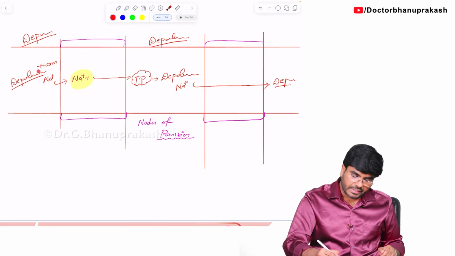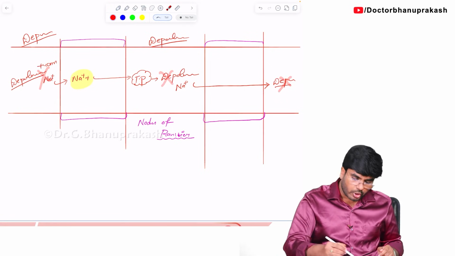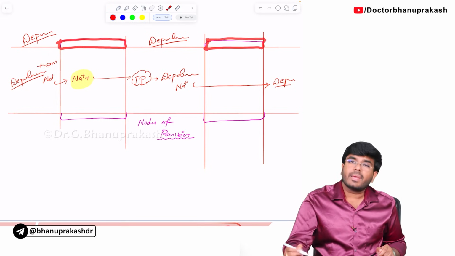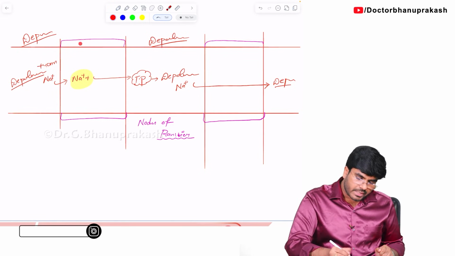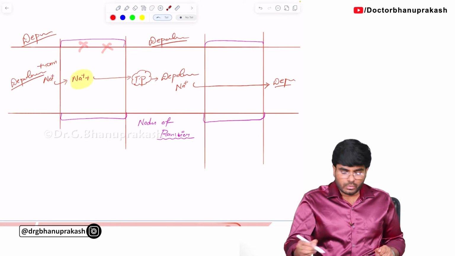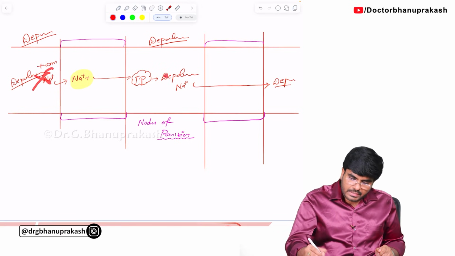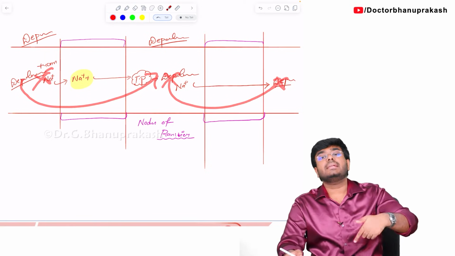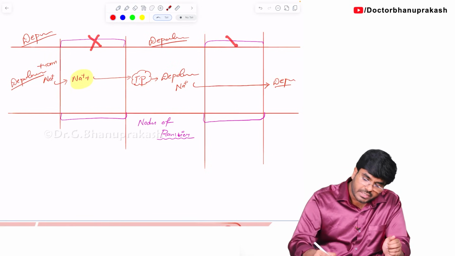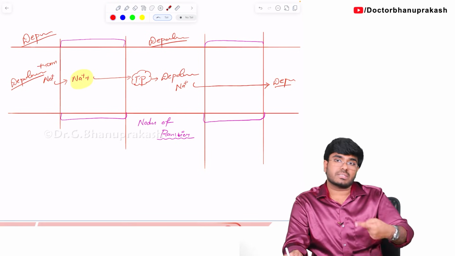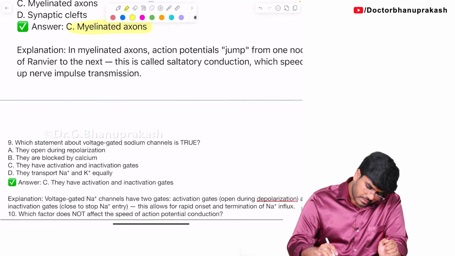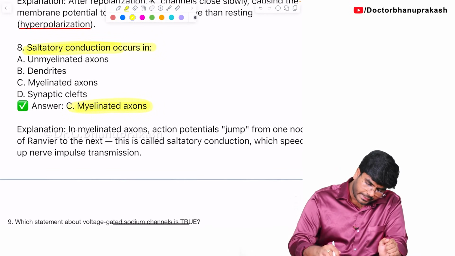So immediately this area will be depolarized, this area will be depolarized, because this area is totally covered with the myelin sheath. So no sodium channels, no potassium channels in this region. So the depolarization is jumping from one region to another region. This is called saltatory conduction, and saltatory conduction is seen with myelinated axons, myelinated neurons. Okay, now this is completed.